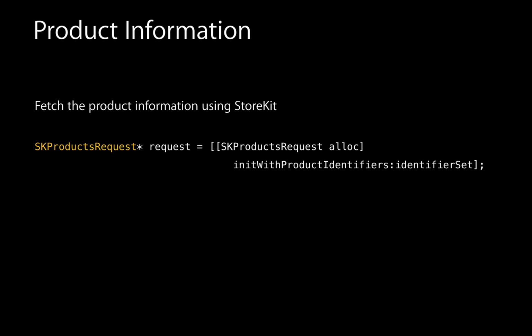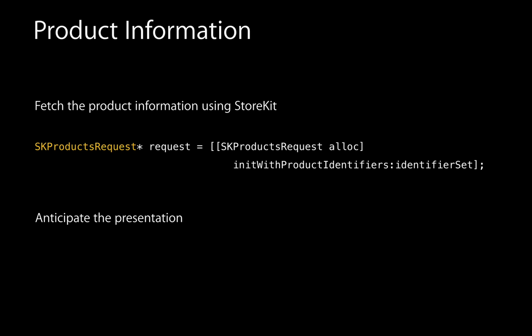So how do we load that product information? Once you've got those identifiers, you've got to load the product information about them. This is when you transform that simple identifier that you defined in iTunes Connect to getting the localized product information, product price, from the App Store that the user is signed into. And you do that using SKProductRequest. And you pass into this the set of identifiers for which you want that localized product information back.